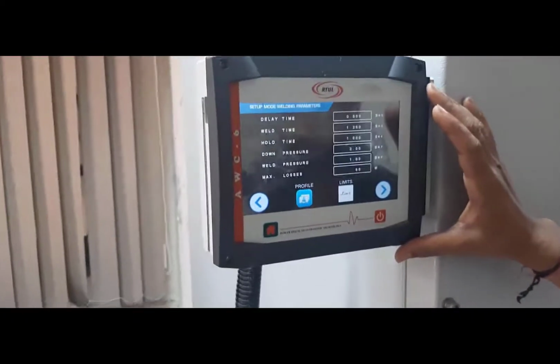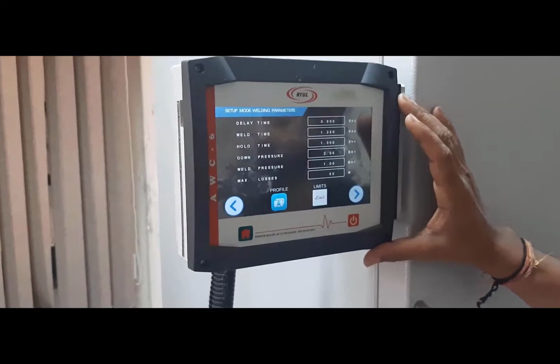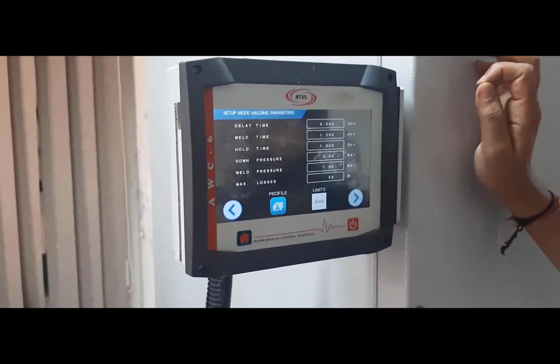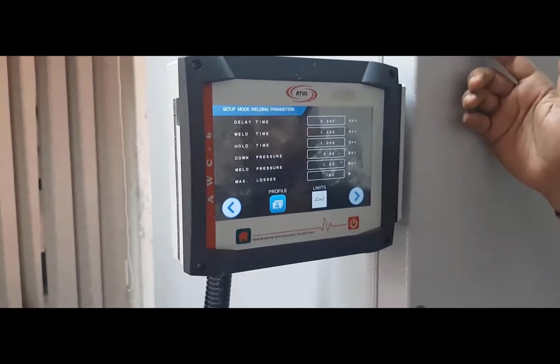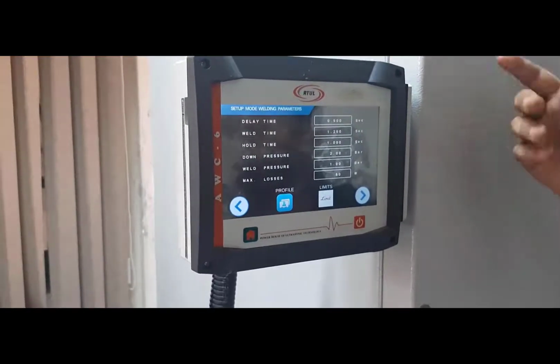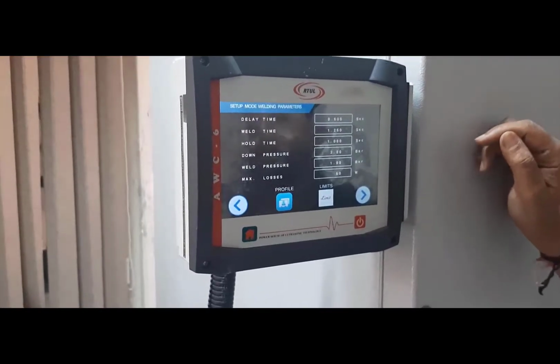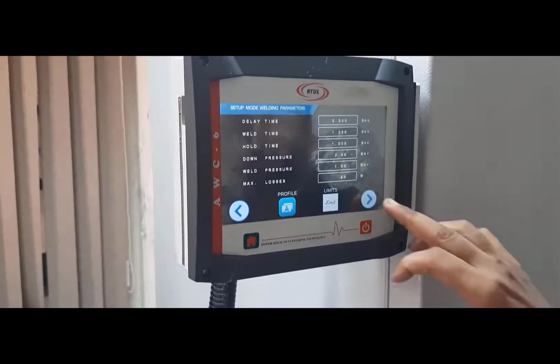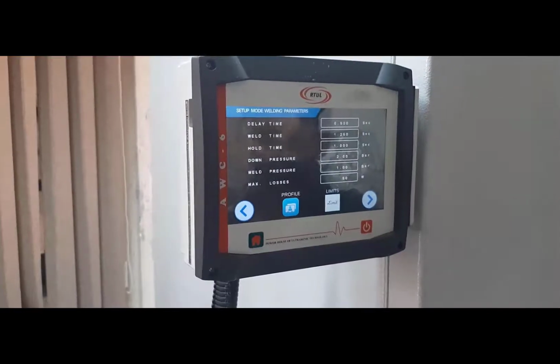So basically we have three parameters to control during the welding process. One is time, one is pressure, and the third one is amplitude. In time we have the weld time, in the case of pressure we have welding pressure, and in the case of amplitude we have amplitude.